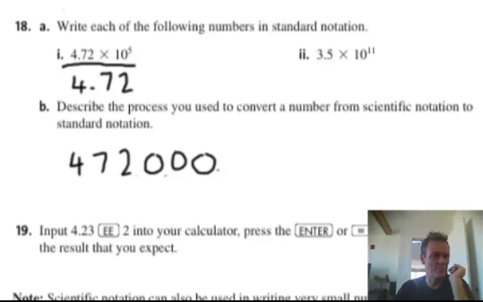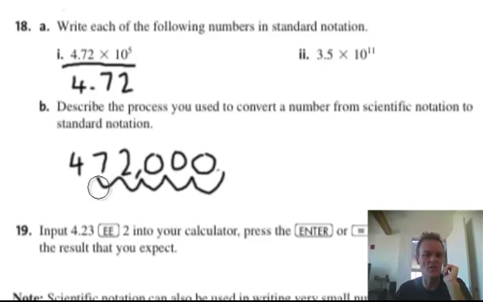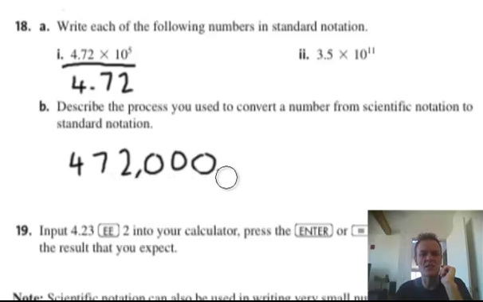Let's put some commas in. What's nice about doing this is you can check by going back. Remember, it's here, so if I go 1, 2, 3, 4, 5, yes, that's where it came from. So sometimes it's a good check to go back. So that is what 4.72 times 10 to the 5 is.